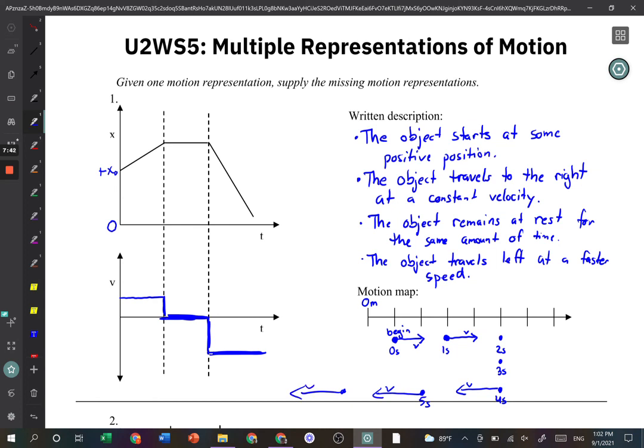These are 3 different ways that we can represent that provided position versus time graph, with our written description describing in real-world terms what is happening. We can look at the slope of the line in our position versus time graph in order to figure out the velocities in those same regions. And we can also go from a position versus time graph down to our motion map in order to set up a motion map that represents our motion of that position versus time.